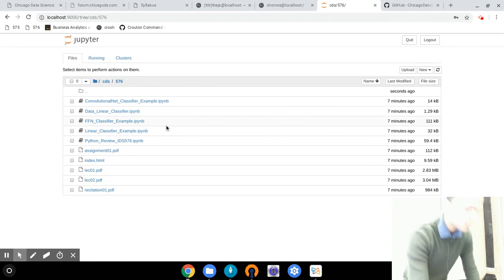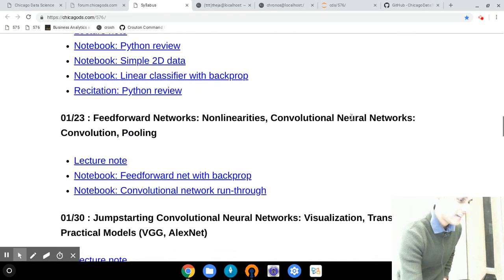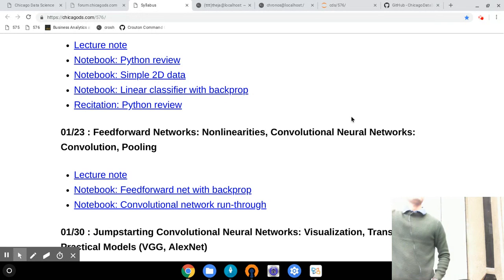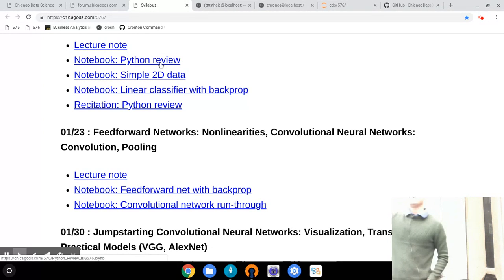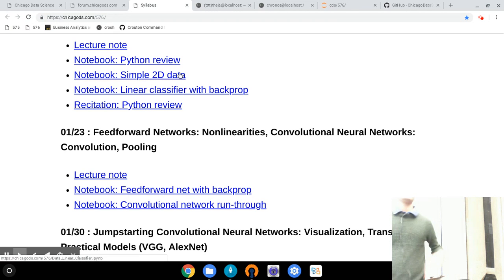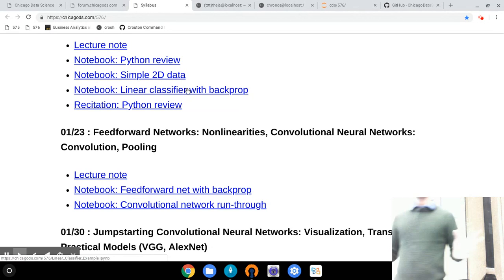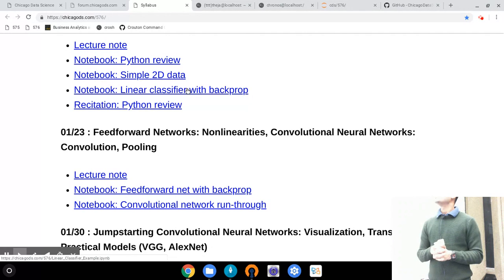You must have noticed on the syllabus page, I have been revising the names of these links a little bit. It's the same links. For example, Python review is new. It's basically the basics that I'll go through in the next few minutes. But the second and the third link are essentially the same as before. One script is just generating this data set that we saw last time, and the other script is doing linear classification using the hand-derived backprop equations.